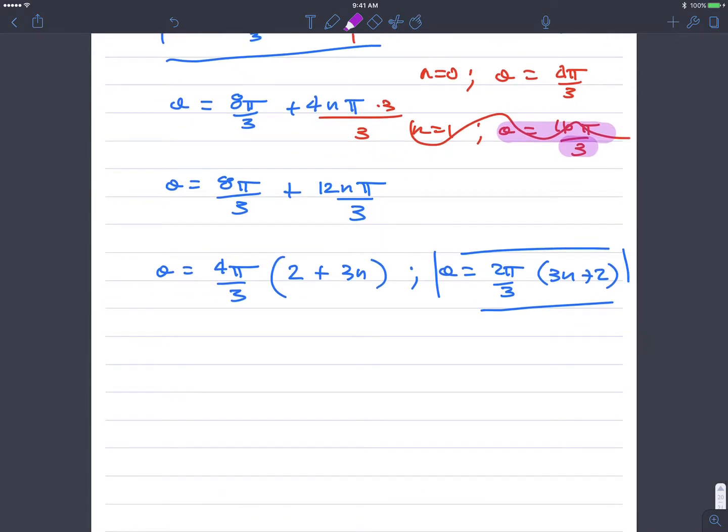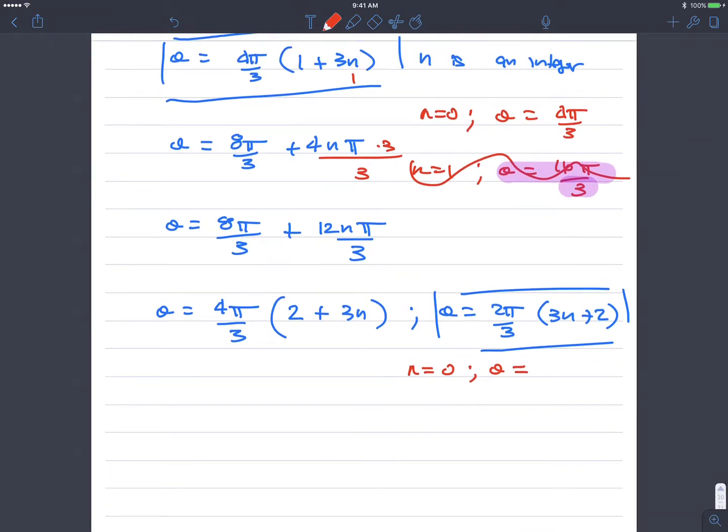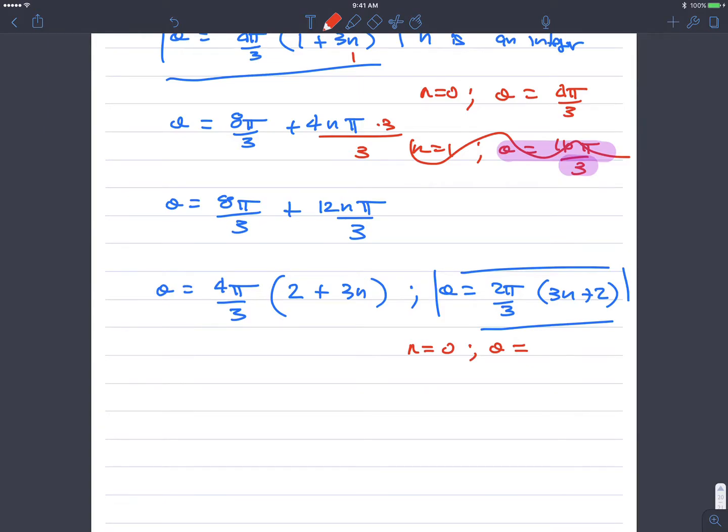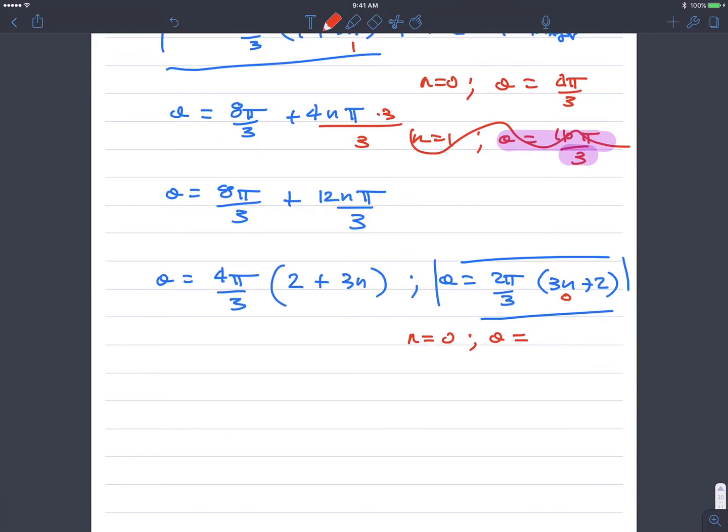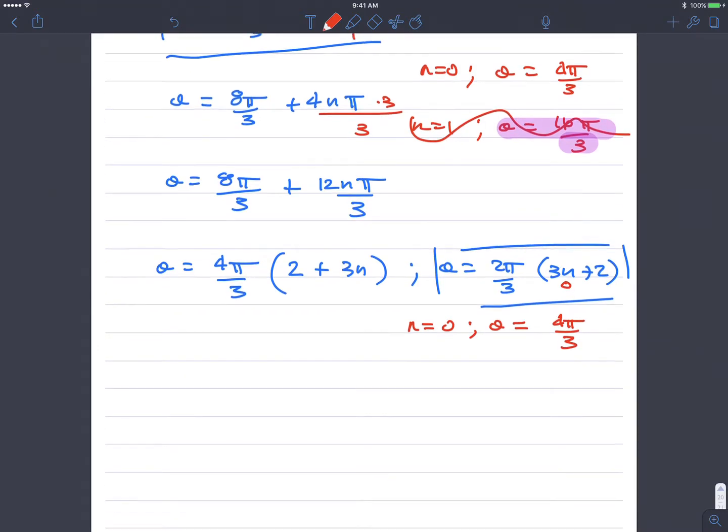Now let's go through and try some of these here. What if n here was 0 again? Now what is theta going to be? Anybody know? If n is 0 for the next one. What does that give you? Don't we also get what? Do you get 4 pi over 3 again? Double check. Is that right? Is that true? Okay. So we already know that's a solution.